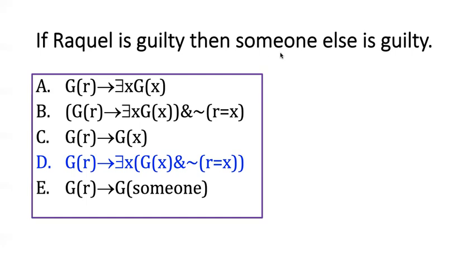Like if you have a friend named someone, you know, if Raquel is guilty, then he's guilty too, because she never works without your friend someone. That's what this translation would be like. Of course, that's not what I meant in English. I wasn't making such a silly joke. So that's why D is really the sole correct translation.